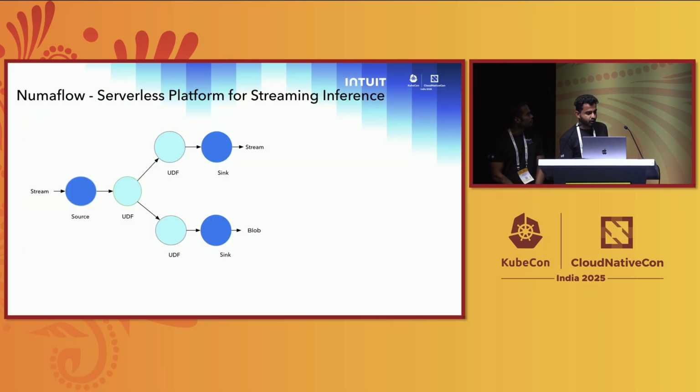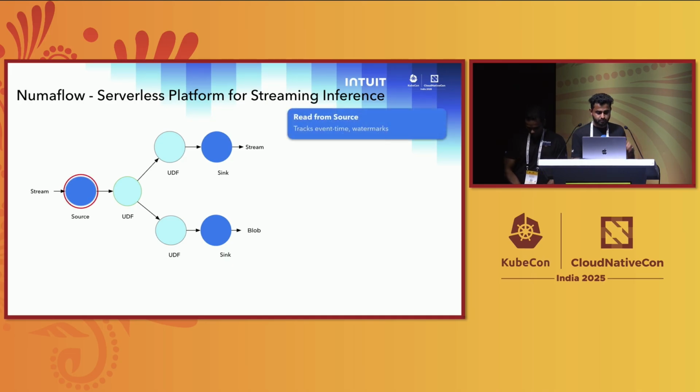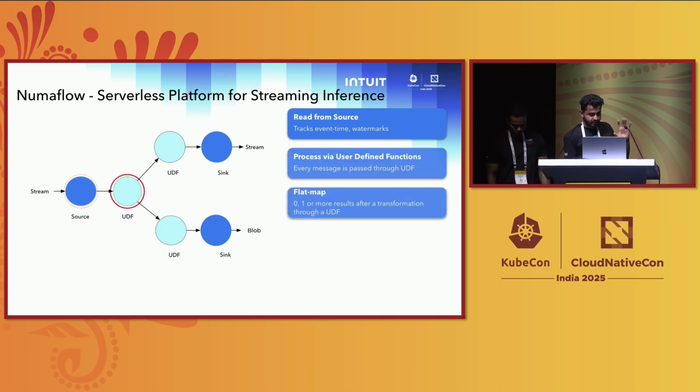Now, let's look at how streaming inference using Numaflow looks. The first important step is we have a source where we will be reading messages from. A source could be anything. Most of the time, a platform provides out-of-the-box connectors for sources and sinks, so users don't have to write any code. All they have to give is the topic name or the broker details and connectivity. It's mostly config-driven.